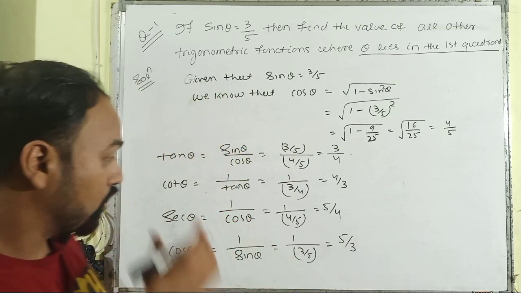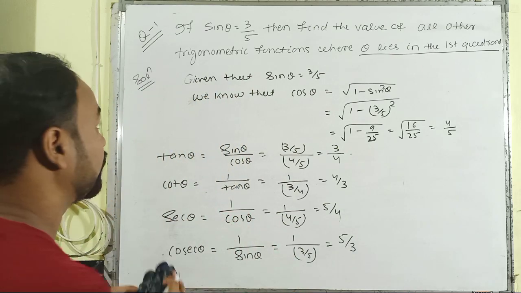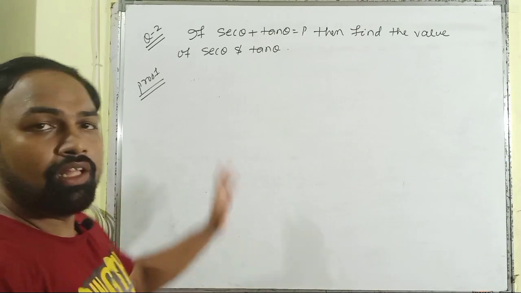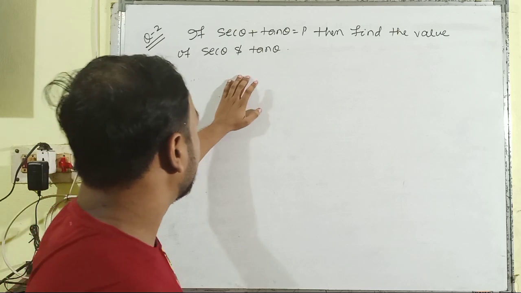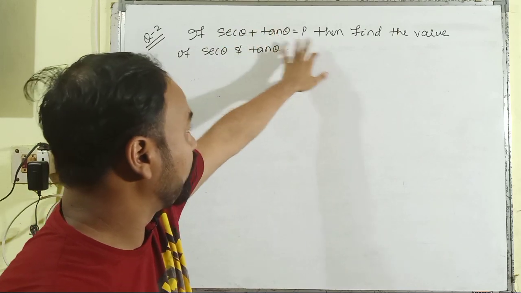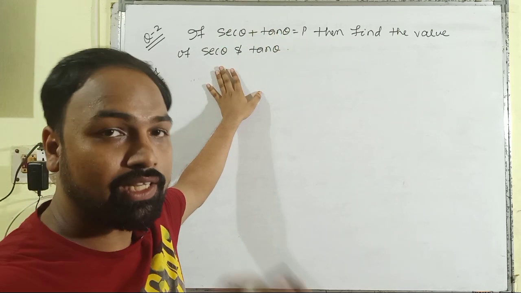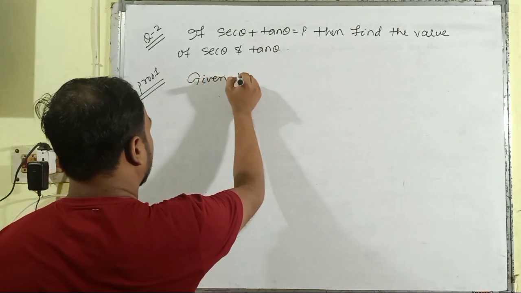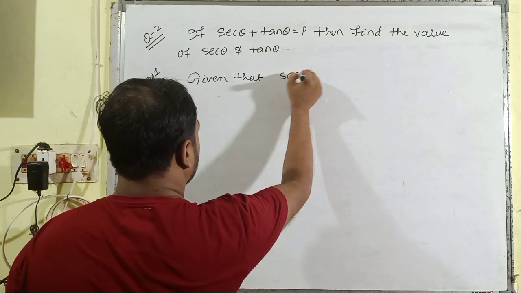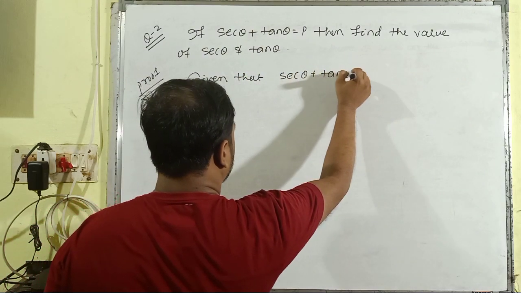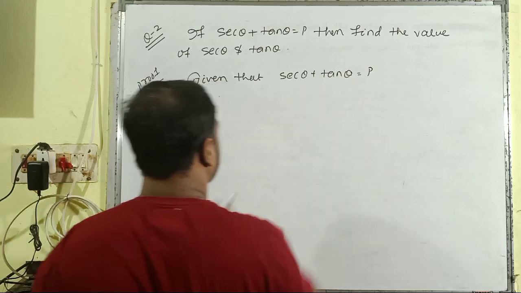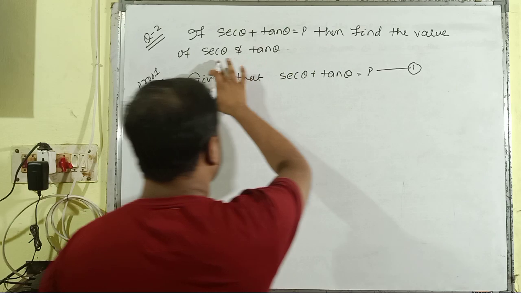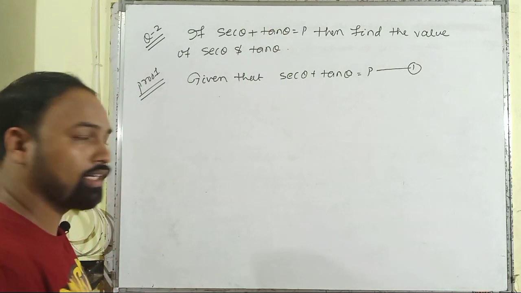Then let us go through some of the other fundamental problems. In problem number 2, it is given that if sec theta plus tan theta is equal to p, then find the value of sec theta and tan theta individually. Given that sec theta plus tan theta is equal to p. This is the first equation. And we have to find the value of sec theta and tan theta.